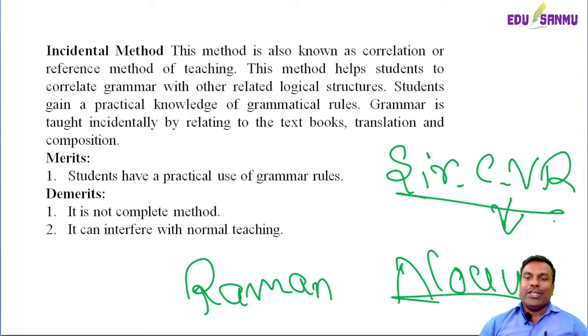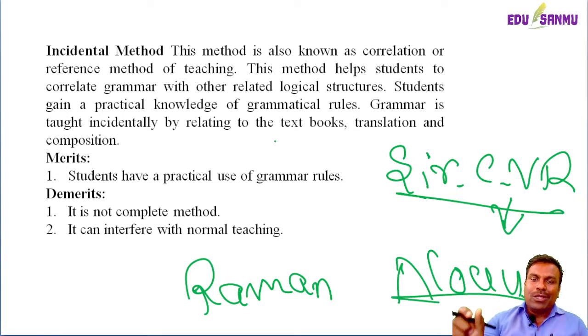While we are teaching one lesson, that is Sir C.V. Raman, along with that the students ask, what do you mean by Raman? That is called the incidental method. Incidentally, we will teach the grammar aspects. This method helps the students correlate grammar with other related logical structures. Students gain practical knowledge of grammatical rules. So the teacher explains, like I have explained with Sir C.V. Raman, grammar is taught incidentally by relating to the textbook.